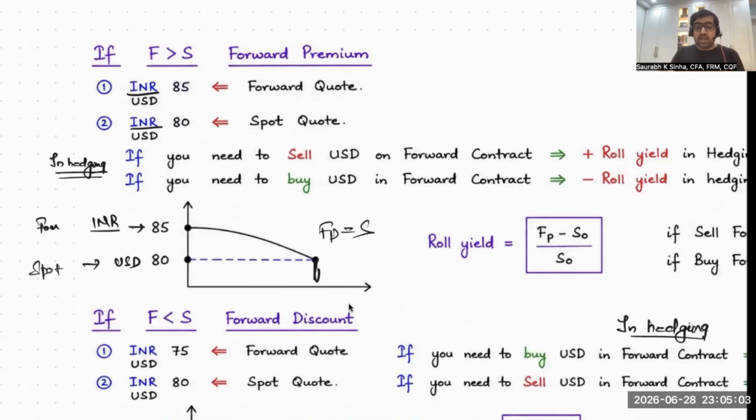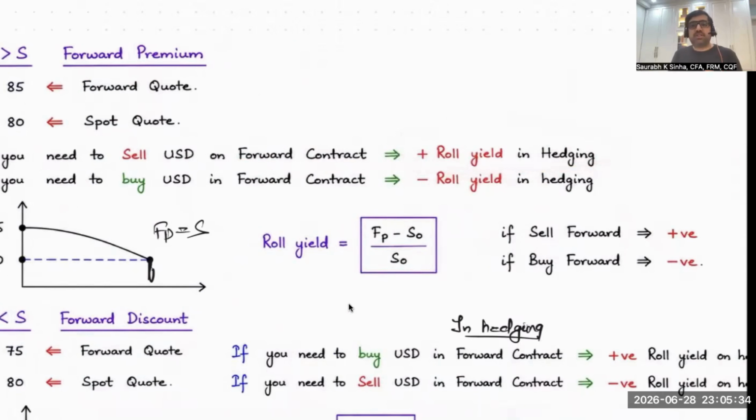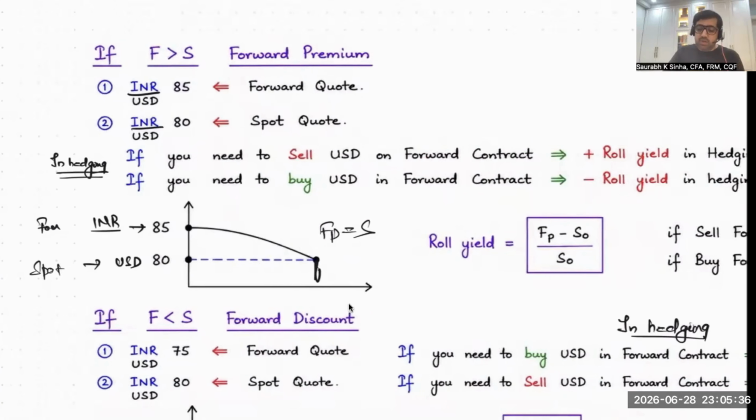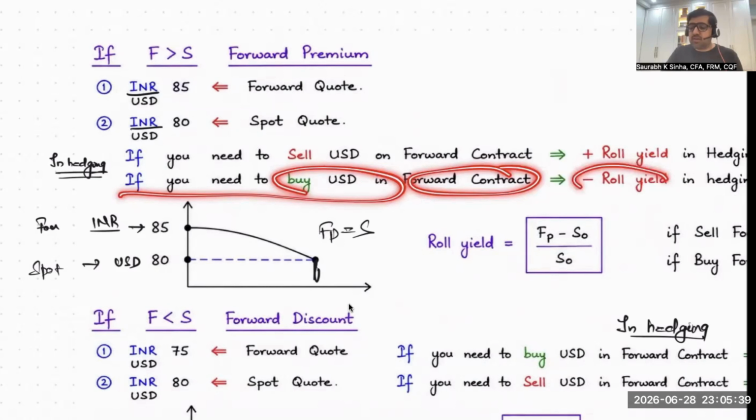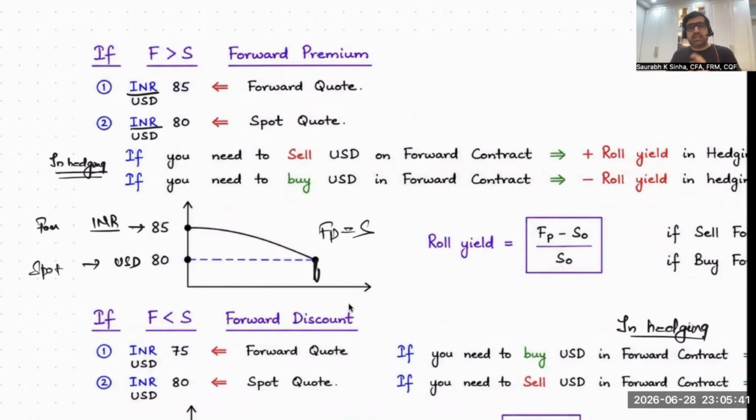So if you need to sell in hedging, to hedge your USD exposure, you have a USD exposure in the future. You're about to receive 1 million USD after 3 months. So what will you do? You will hedge. To hedge, you will sell the USD contract. If you sell the USD contract in a forward premium scenario, it will lead to a positive roll yield. But if you buy the USD in the forward contract, it will lead to a negative roll yield. The formula is the same: FP minus S naught upon S naught.